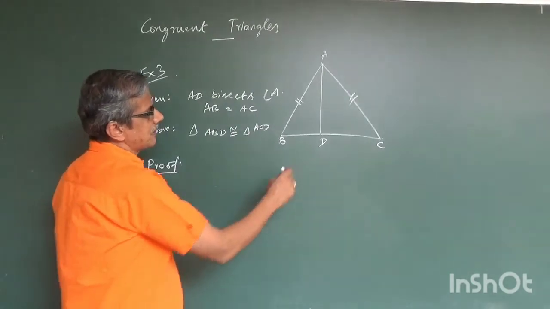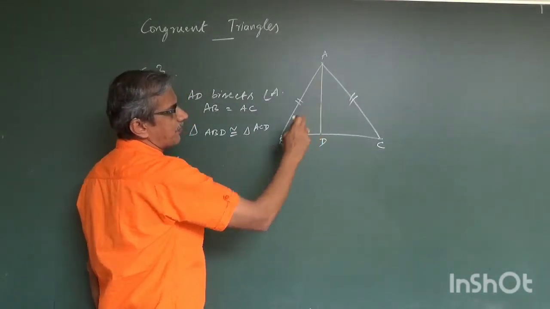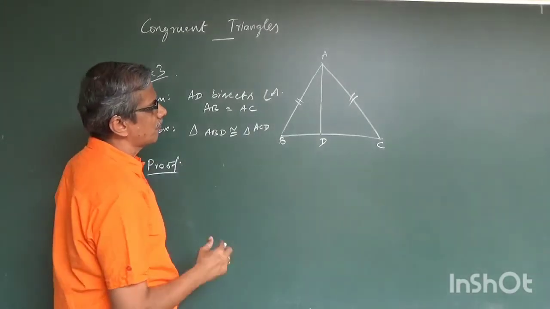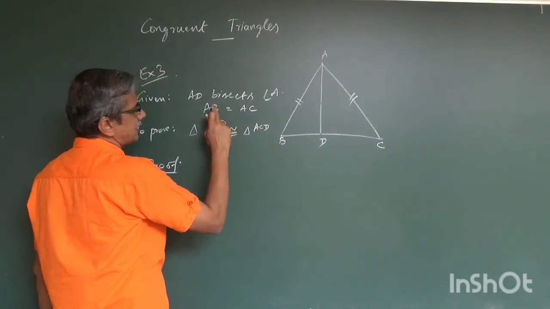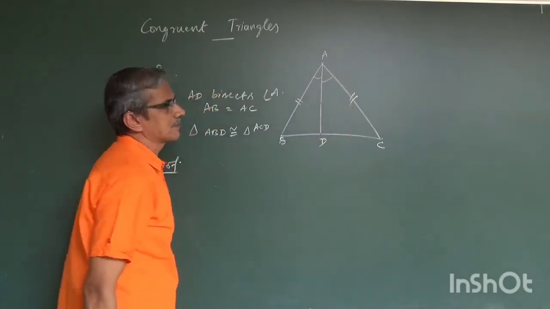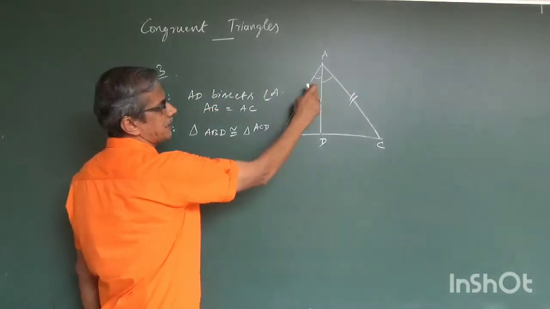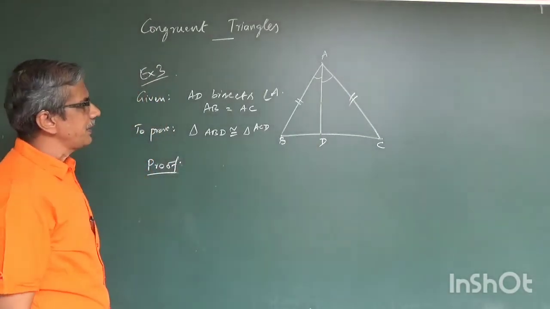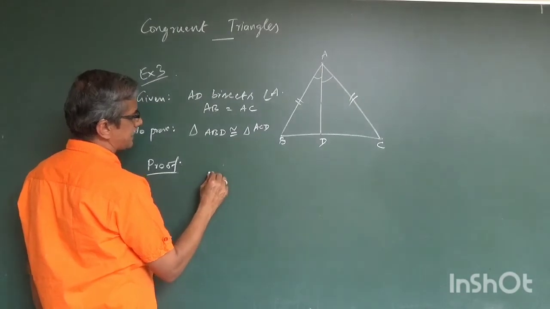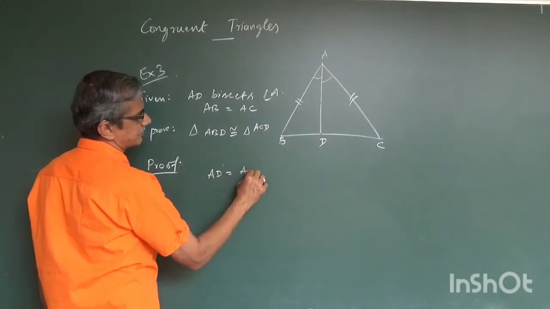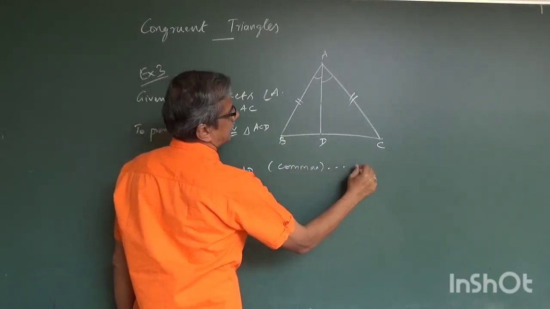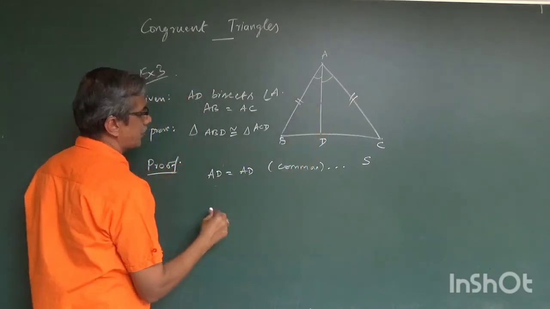In this proof, you can see that AD is common for both the triangles, so it will be applicable for both of them. Since AD is bisecting angle A, this angle and this angle are equal. That is the meaning of bisected. So now I will write AD is equal to AD, it is common. This is the side, and these two angles are equal.